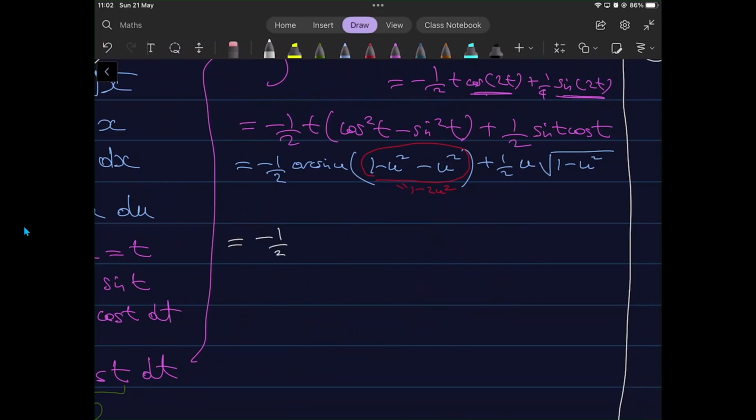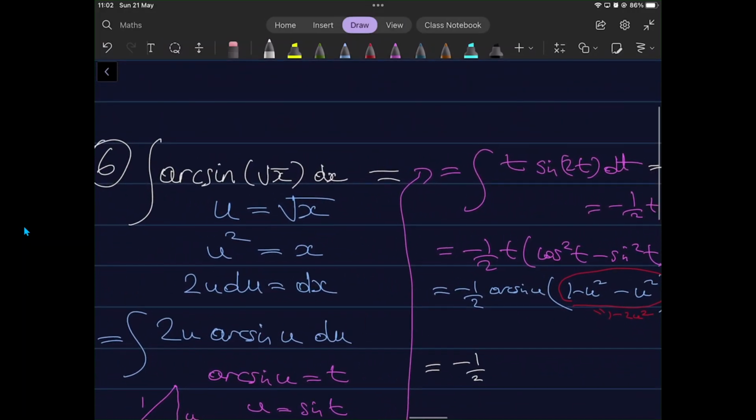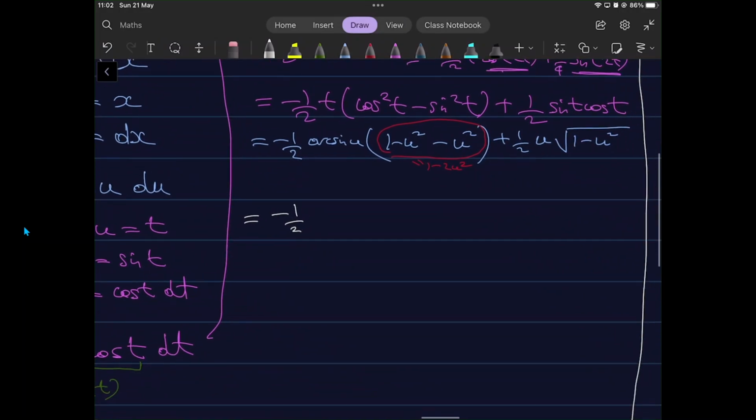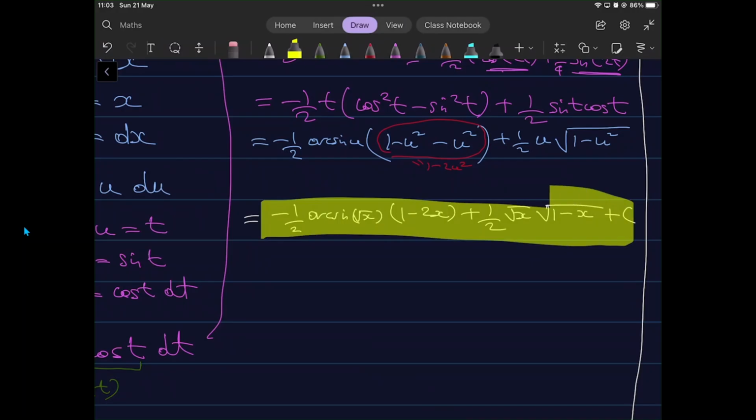And finally, the last step is to take everything from u's to x's. So minus a half, let's see, u is equal to root x and u squared is equal to x. So arcsine of u becomes arcsine of root x. And then multiplied by 1 minus 2u squared, which is 1 minus 2x, because x is u squared. And then plus a half u, which is root x, multiplied by root 1 minus u squared, which is root 1 minus x, plus c, and we are finished for that one.